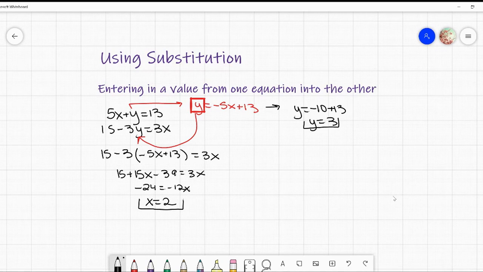So be mindful of the fact that these are not your final answers. You wouldn't say x equals 2 and y equals 3. As I said before, it has to be a coordinate. So your answer would be 2, 3 for this system of equations.